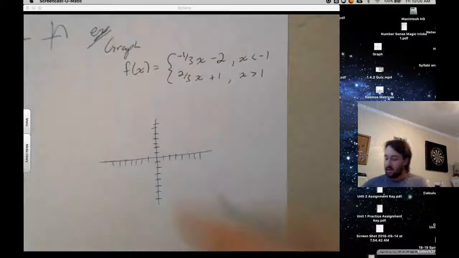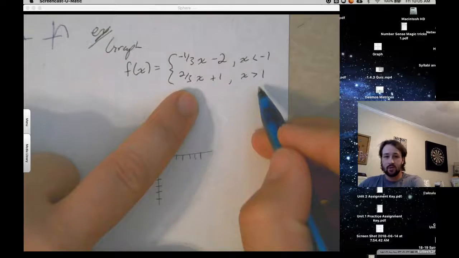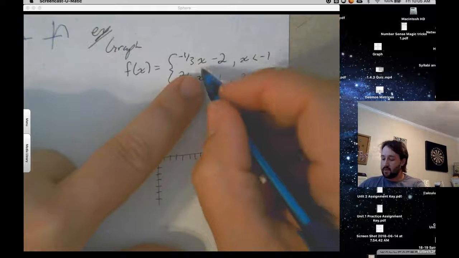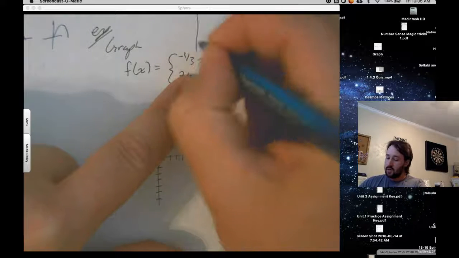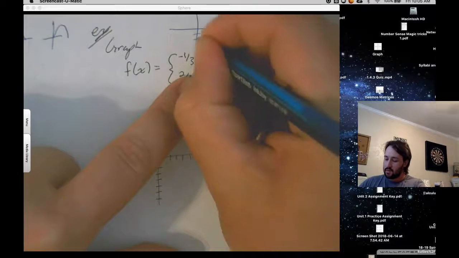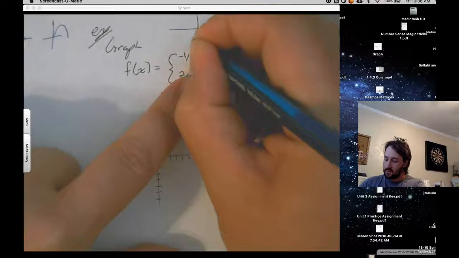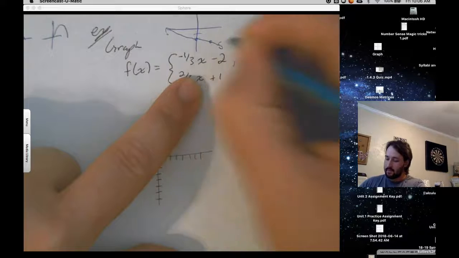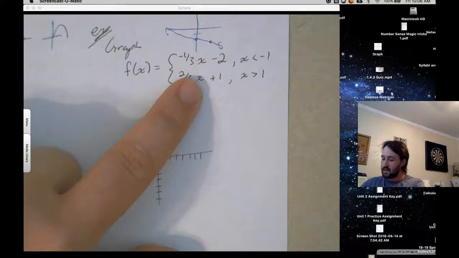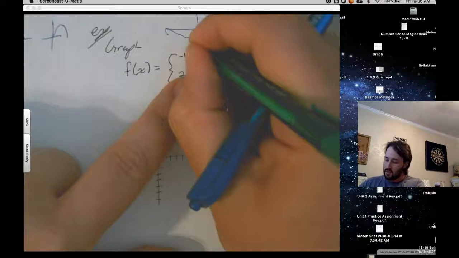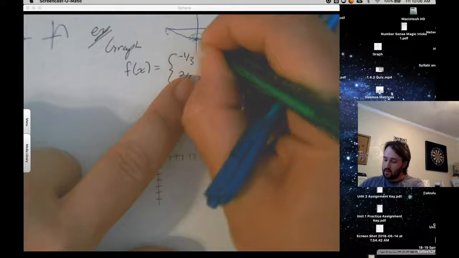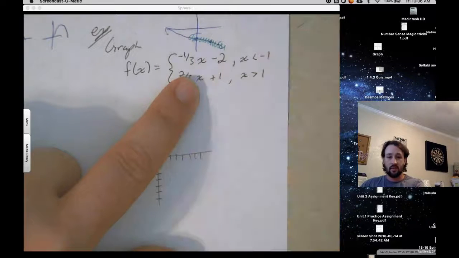So again, two functions, two restrictions. So I have negative 1/3 x minus 2. If it helps you, draw this off to the side. So I have down 1 over 3, so I have a line going something like that. And if it says x is less than negative 1, I need to figure out where it is at negative 1 and get rid of anything else.